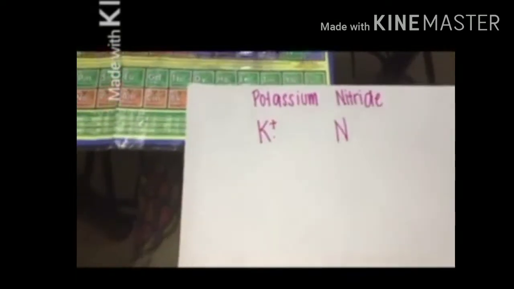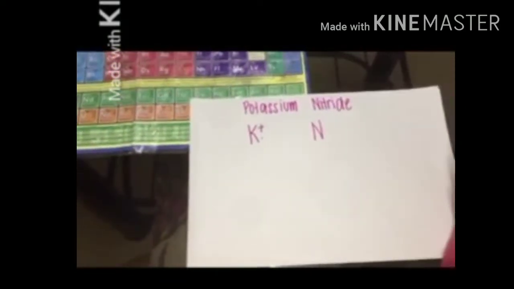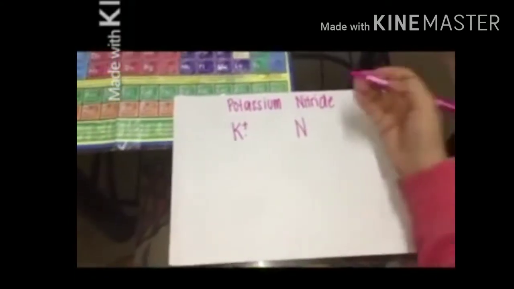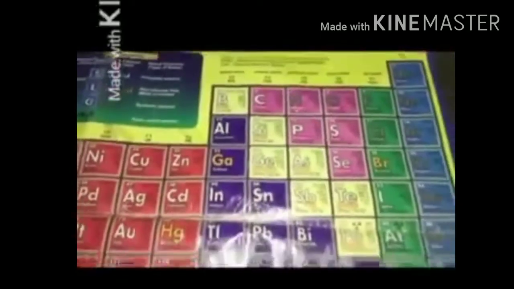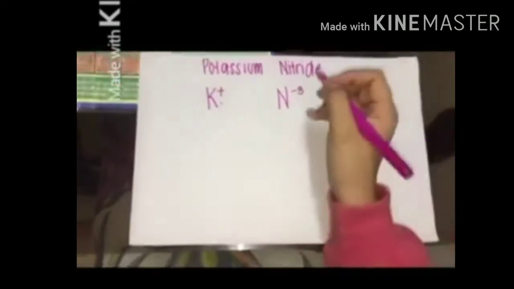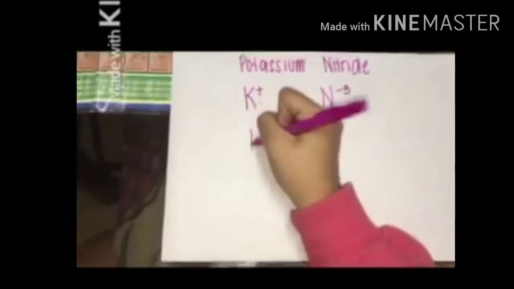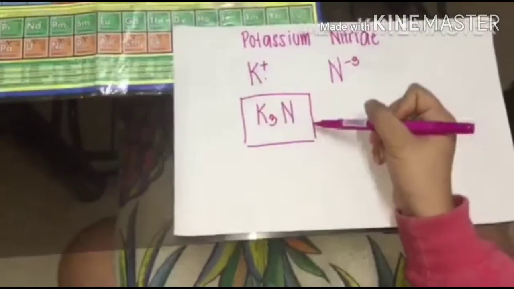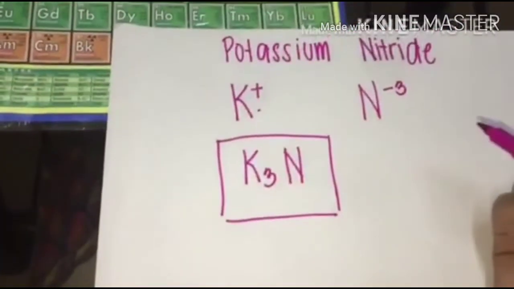Potassium has a charge of positive 1. So I'm going to write a positive here because it is 1. It doesn't need to put 1 here, so it is understood as 1. While the nitride has a charge of negative 3. In order for them to be equal, I will cross multiply. And this is the ionic formula of potassium nitride.